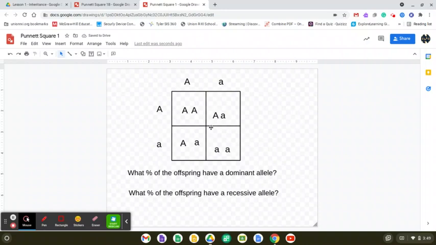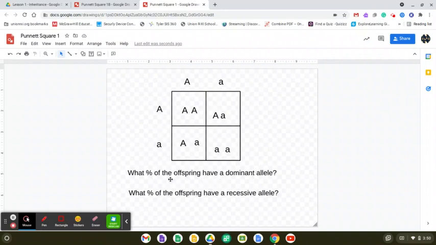Okay, so now this Punnett square is completed. Each one of these boxes inside of the Punnett square represents a possible offspring. And so we look at this in the form of percentages and possibilities. The first question you need to answer is, what percent of the offspring have a dominant allele? If there are four boxes and we're looking for the dominant allele only, how many of these four would have it? If it's 1 out of 4, it would be 25%. If it's 2 out of 4, it would be 50%. 3 out of 4 is 75%. 4 out of 4 is 100%.